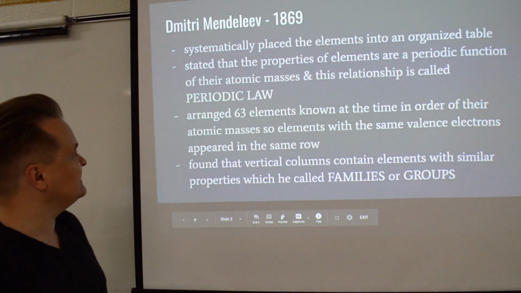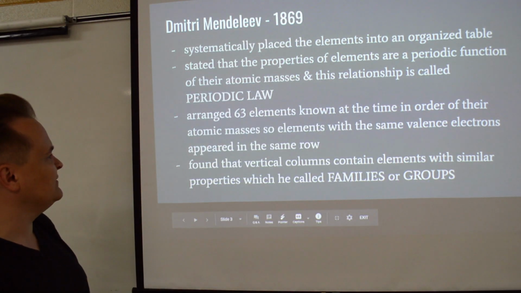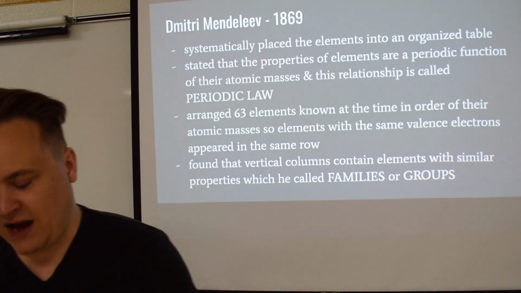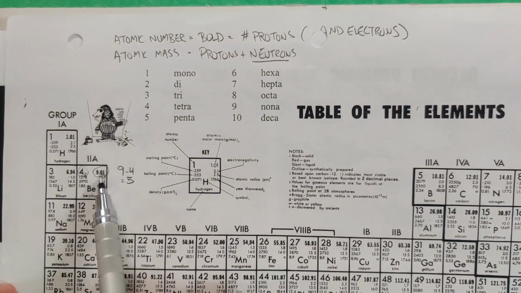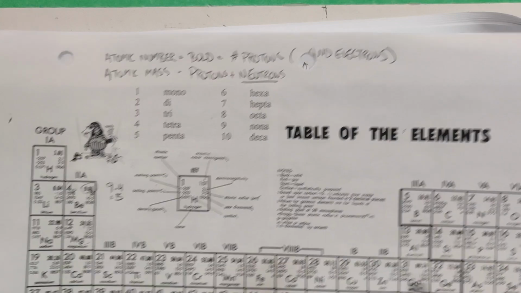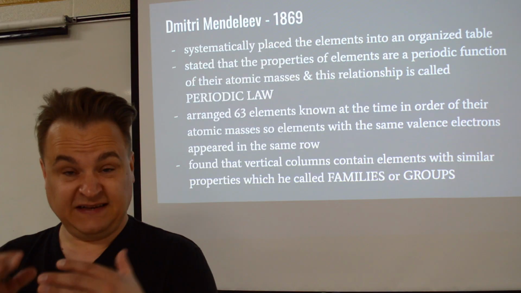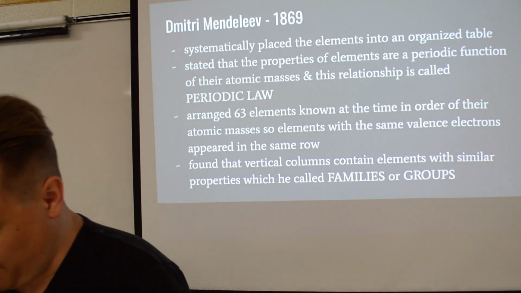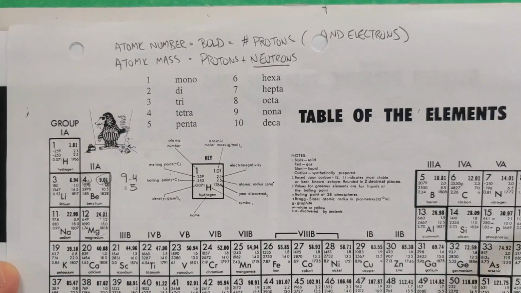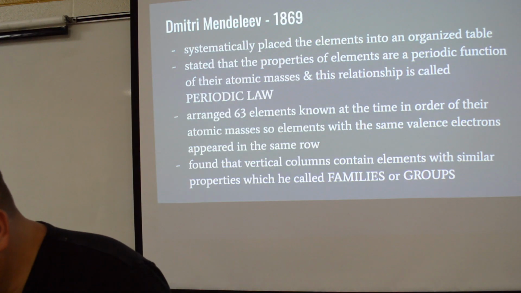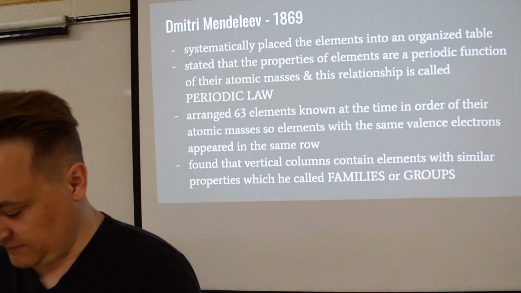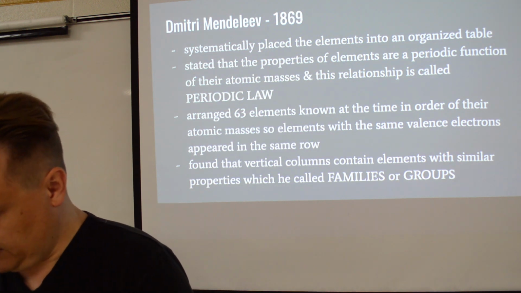So back to this. He arranged those 63 elements in the order of their atomic masses. That is very important. We organize, right? He used atomic mass to organize his. Nowadays, and this is a difference, we use atomic number. We use this to organize. He used this. And you'll see there's some differences because there are sometimes where these numbers don't actually flow in the right order. There's some right here.